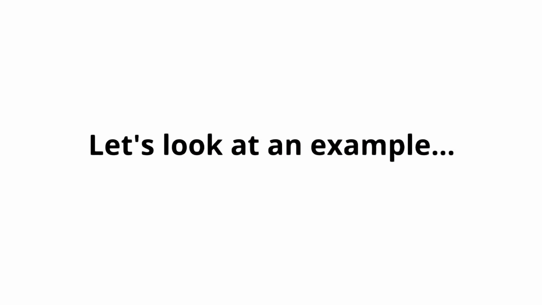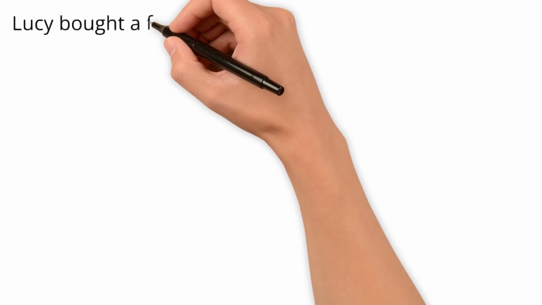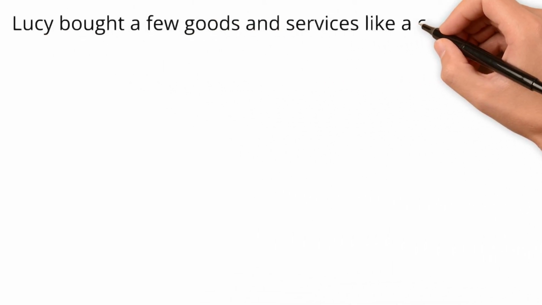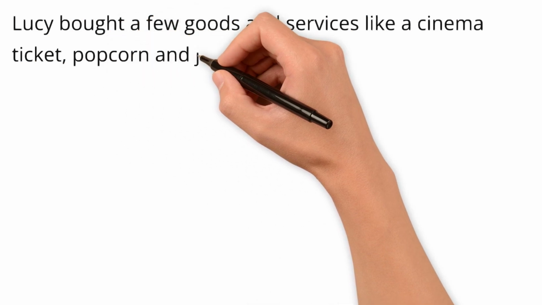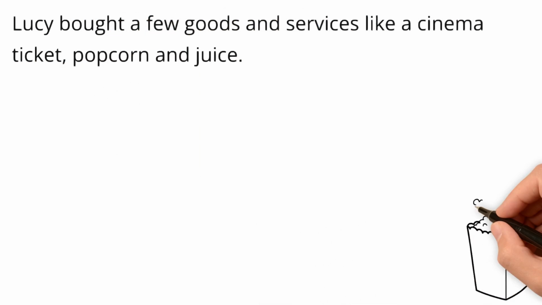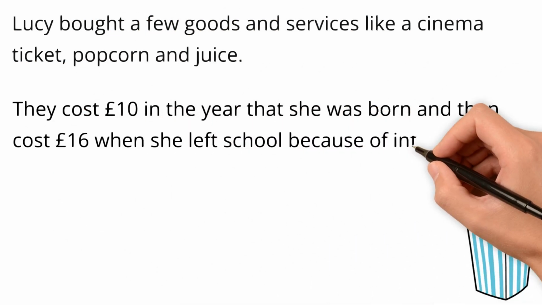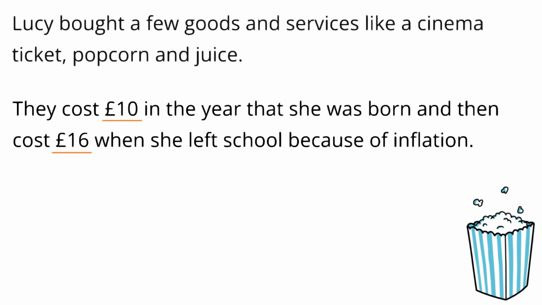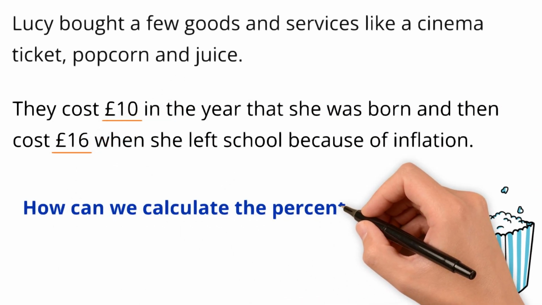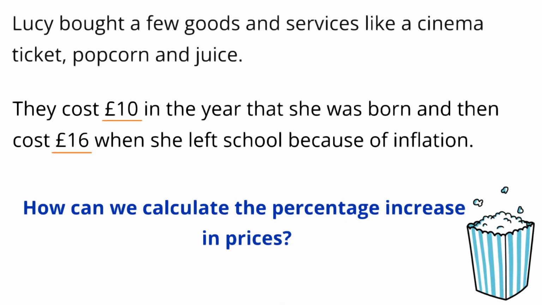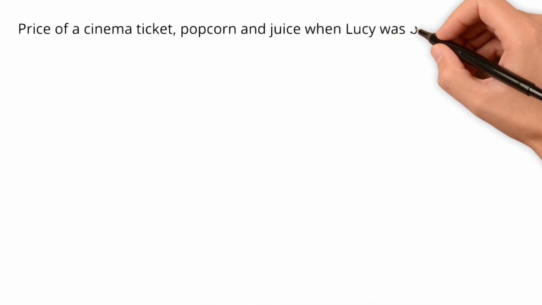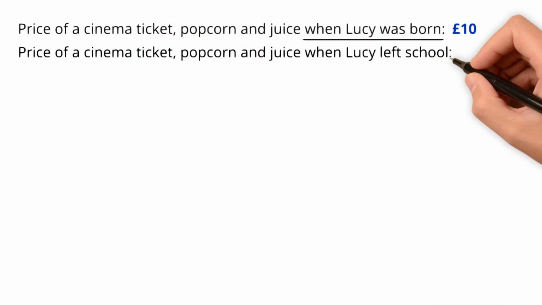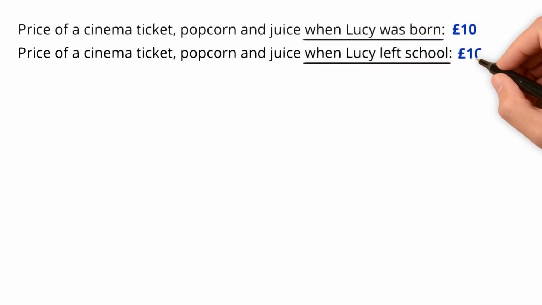Have your calculators ready. Let's say Lucy bought a few goods and services, like a cinema ticket, popcorn, and a juice. They cost £10 in the year that she was born, and then cost £16 when she left school because of inflation. How can we calculate the percentage increase in prices? The price of the items when Lucy was born was £10. The price of the items by the time Lucy left school was £16.